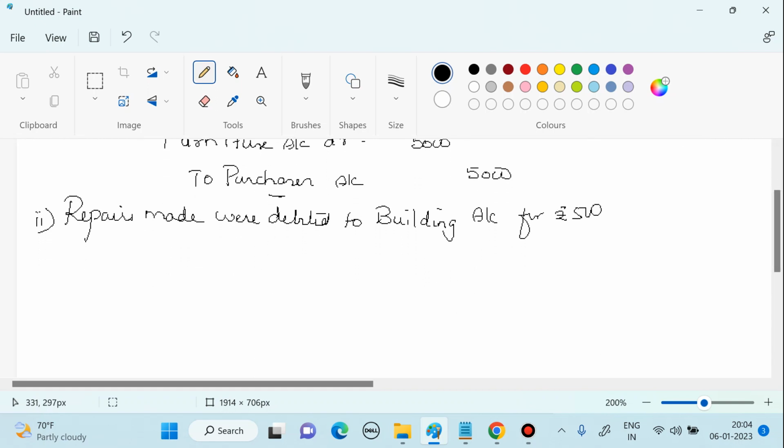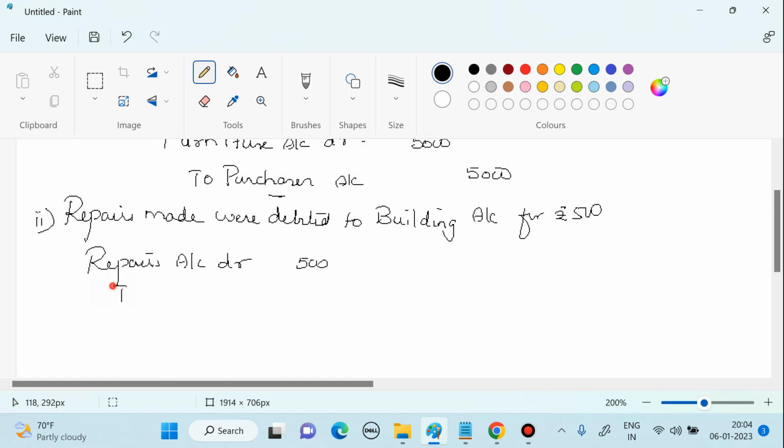Repairs for building is repairs account. Because it is not adding any floor or increasing the rooms or anything, it should have gone to the repairs account. So it should have gone here, it has not gone. We'll put it there. But where did they put it? To debit of which account?